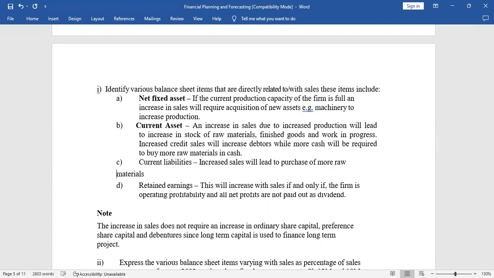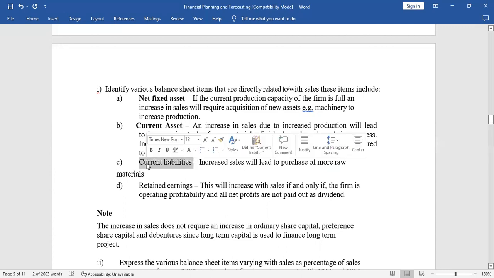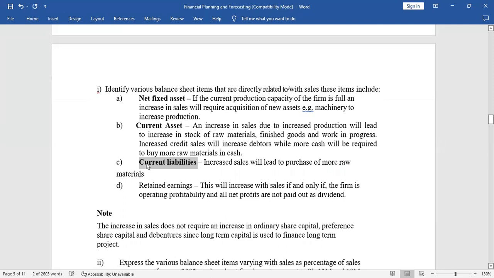Then we have the current liabilities. Current liabilities are obligations that the business needs to meet. So increased sales will lead to purchase of more raw materials, which means more liabilities. So they are affecting sales.